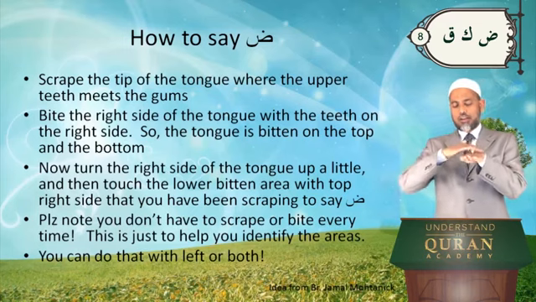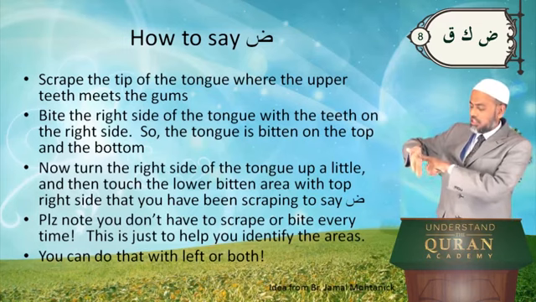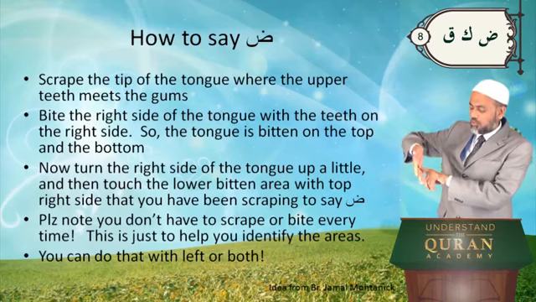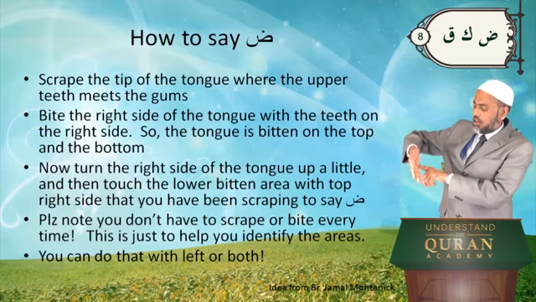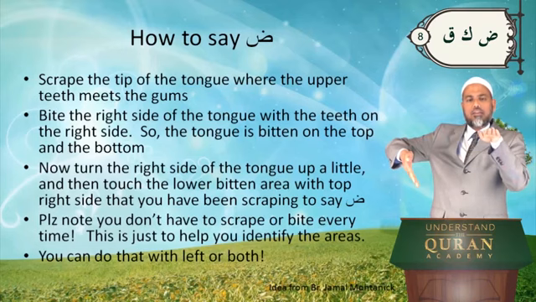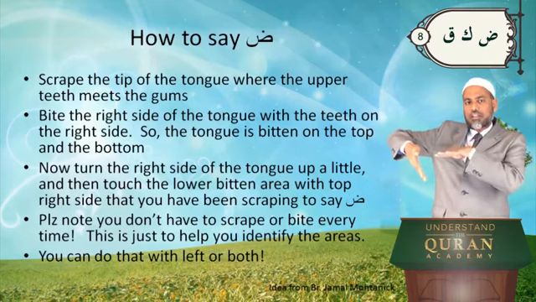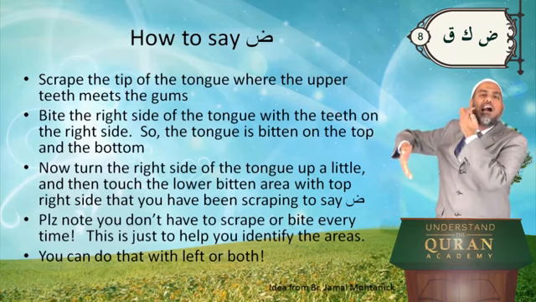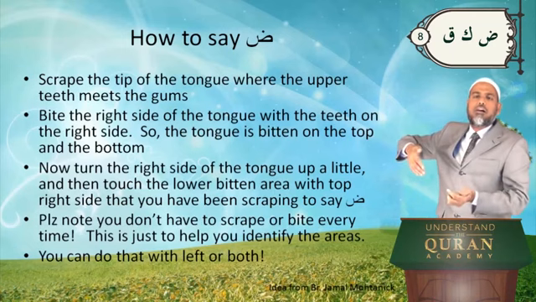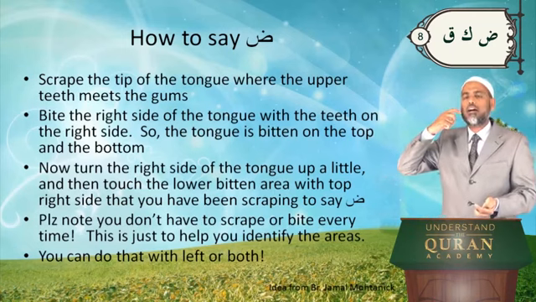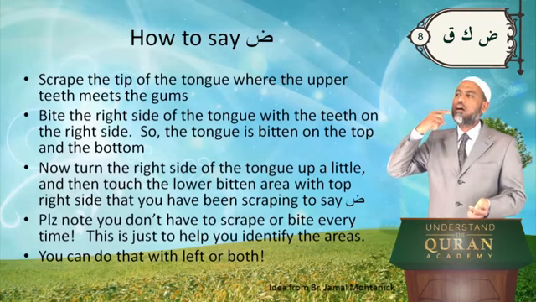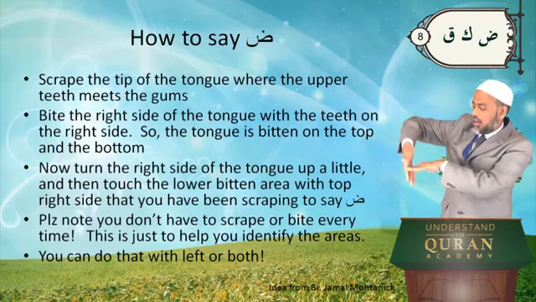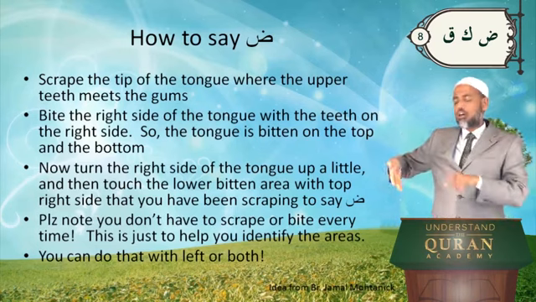So, imagine this is your tongue, and these are your right side gums near molars, and these are your molars, the teeth. Okay, now take your tongue and scrape the tip of the tongue where the upper teeth meet the gums or roots of molars. Okay, I like that. Scrape it. Why scrape? Because I want you to identify the area where the tongue has to touch. Okay, so scrape it here. This is the tip of the tongue, this is the tongue, and take this one and scrape it here. Now you know that we have to touch here.